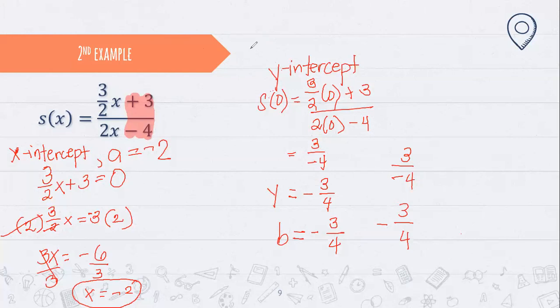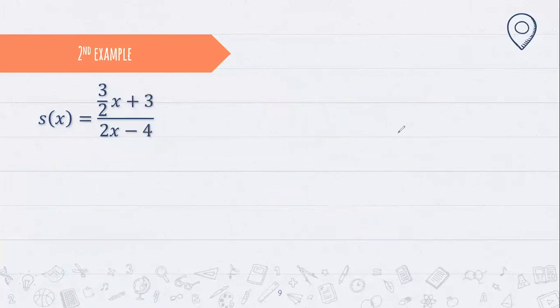Okay. So, for example number 3, ayan. So we have example number 3. Ay, nangyari.